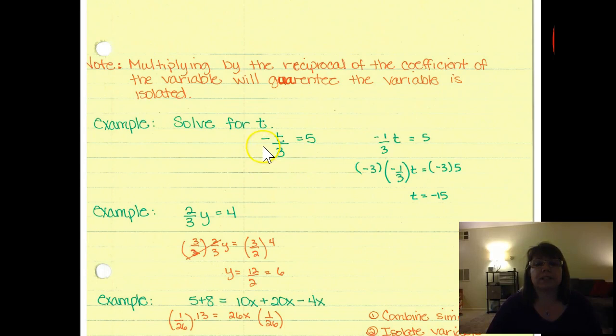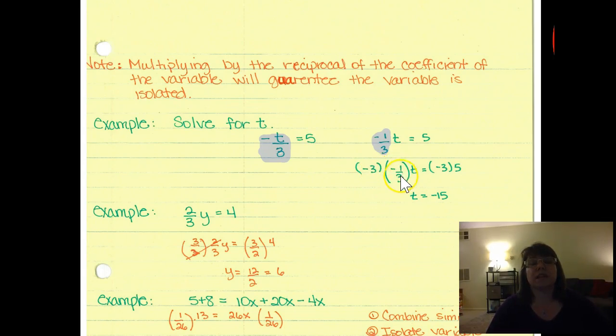For example, let's solve for t. Negative t over 3 equals 5. Well, it may not be obvious what the coefficient is in negative t over 3, so why don't we break apart the number and the variable? That becomes negative 1/3 t equals 5. The reciprocal of negative 1/3 is negative 3.